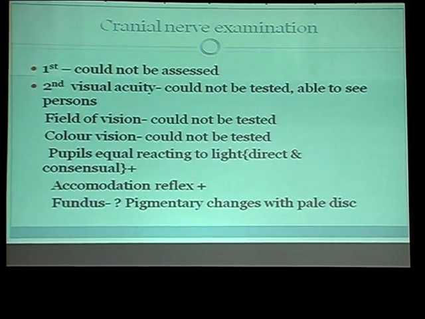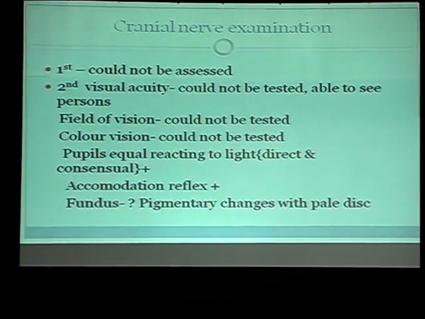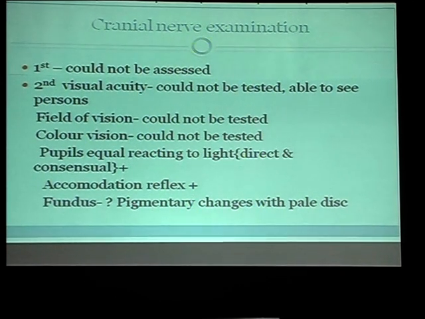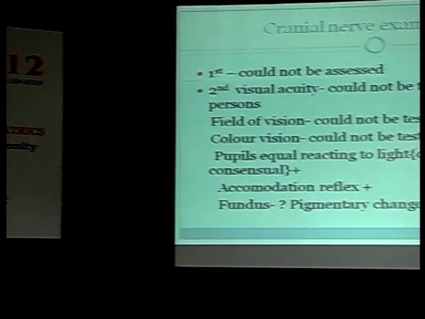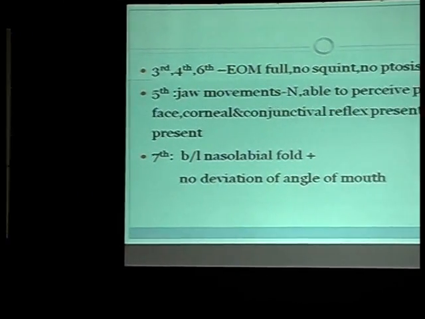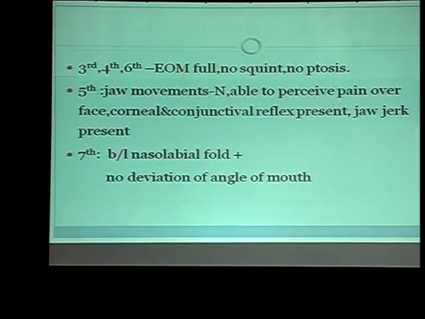Okay. So, cranial nerve examination, first nerve could not be assessed. For the second nerve, visual acuity could not be assessed, but was able to see persons. Field of vision could not be tested, and color vision could not be tested. Pupils equally reacting to light. Accommodation reflex present. Fundus. Right. Because the moment you commit pigment-rich changes, your differential diagnosis gets narrowed down.